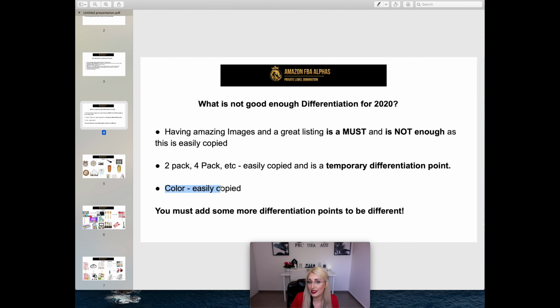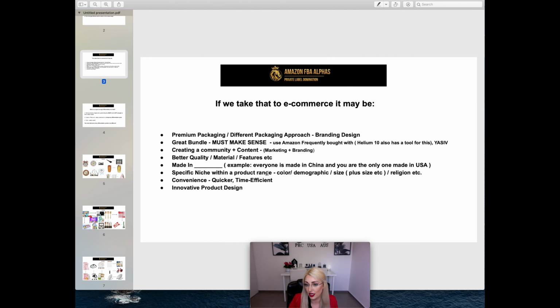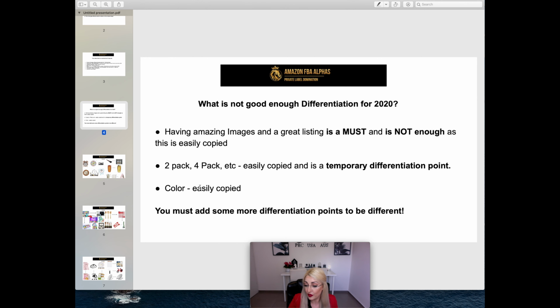Color. So I know that I did put here color. It is definitely a great differentiation point, but if that is your only differentiation point, it's not enough. Okay, if you're selling a water bottle and everyone is selling a water bottle, but yours is purple, okay, but it is super, super easy to copy that. If that's your only differentiation point, again, what are you going to do when people come in with better offers than you? So I think that these are definitely a must. They are not, in my opinion, a good enough differentiation point. You must add more differentiation points.